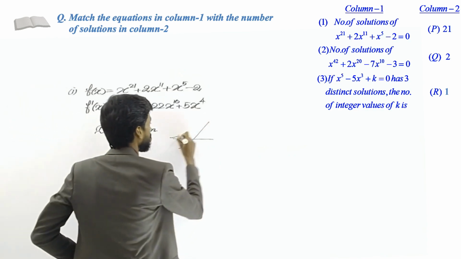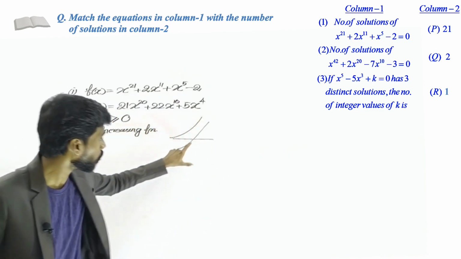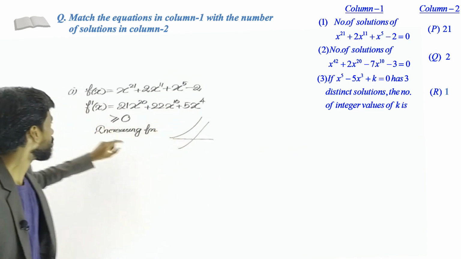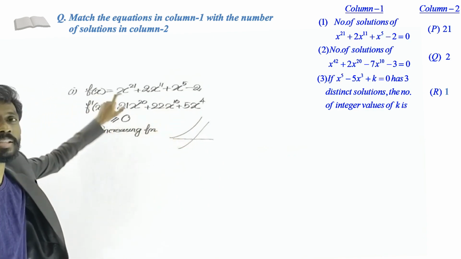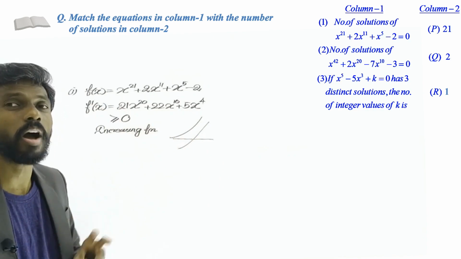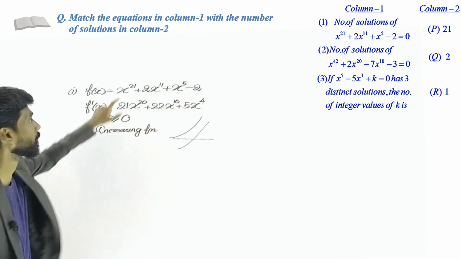Alright, sometimes it may not intersect. So an increasing function will either have one root or no roots at all. So this equation has either one real root or no real root. Alright, now how will you know whether it has one root or not?